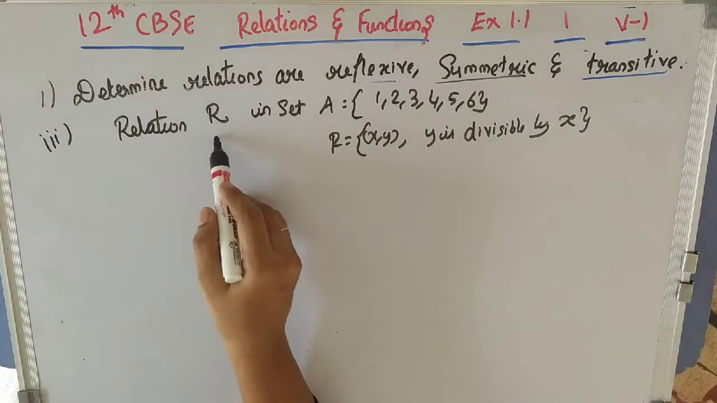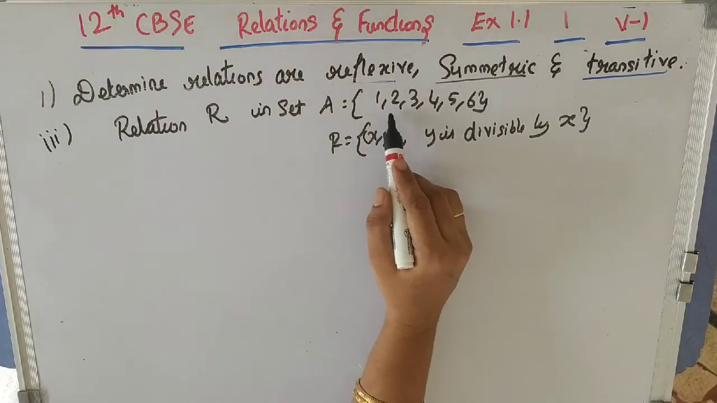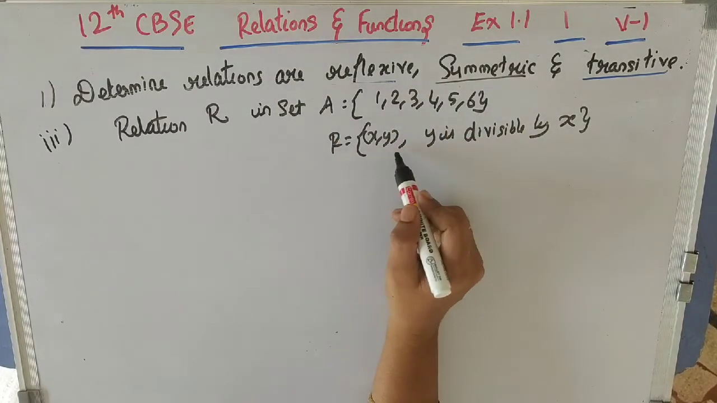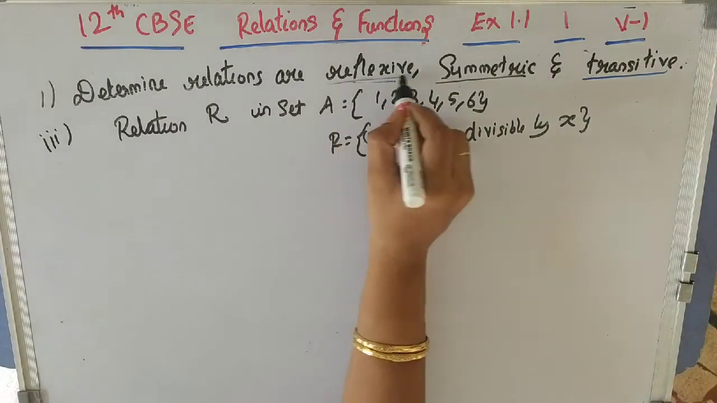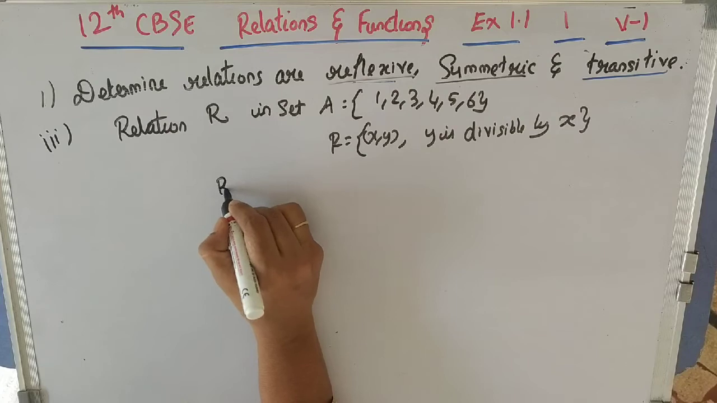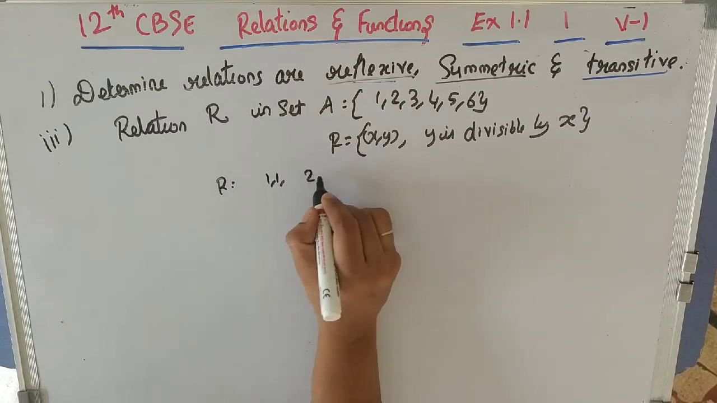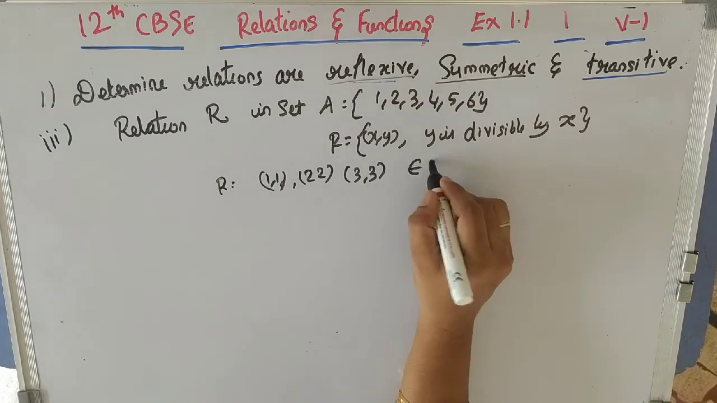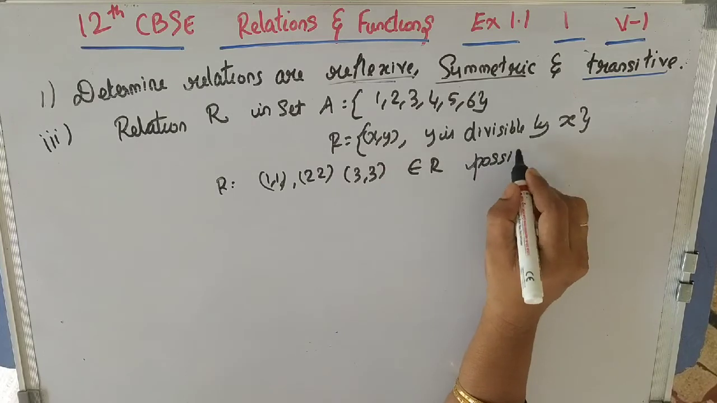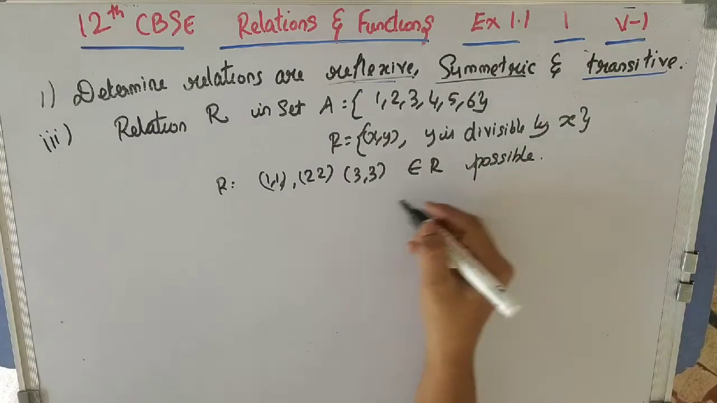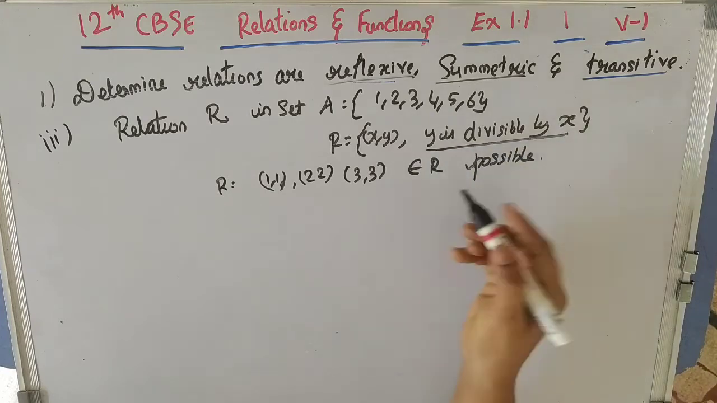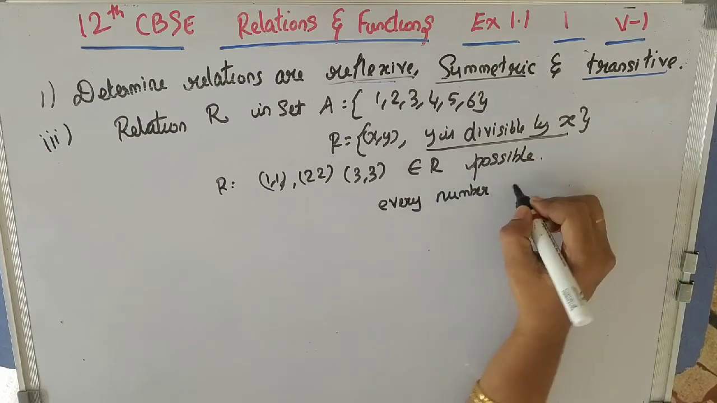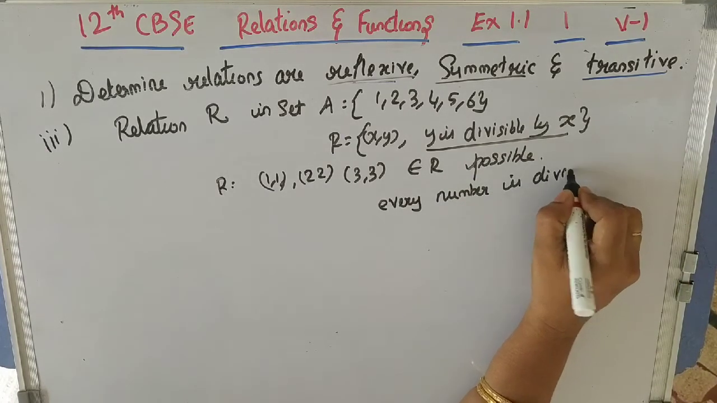Clear? Next we can go to the third problem. Here the set is A = {1, 2, 3, 4, 5, 6}, and the relation R is defined as (x, y) where y is divisible by x. We can check whether the relation is reflexive or not. Here (1, 1), (2, 2), (3, 3), all the ordered pairs are possible till (6, 6). Why? Because here y is divisible by x. Every natural number is divisible by itself, isn't it?